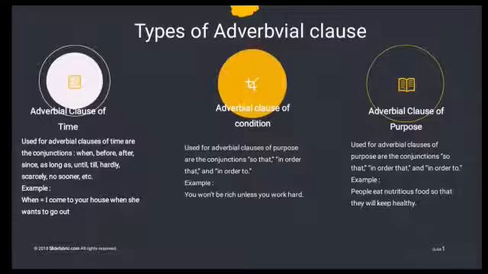And the third is adverbial clause of purpose. This type of adverbial clause indicates the purpose or reason for the action stated in the main clause. The words used for adverbial clause of purpose are so that, in order that, and in order to. For example: people eat nutritious food so that they will keep healthy. The words so that in the sentence are an adverbial clause of purpose.